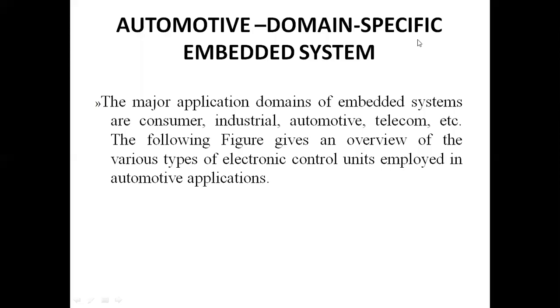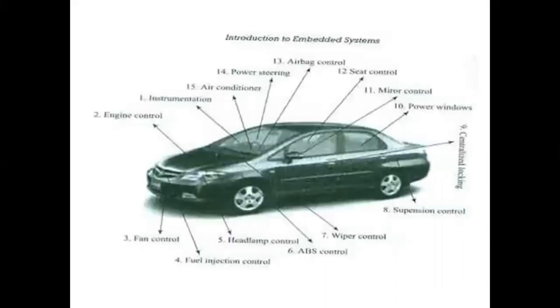So in the automotive domain specific embedded system, the major application domains of embedded systems are consumer, industrial, automotive, telecom, etc. The following figure gives us an overview of various types of electronic control units employed in automotive applications. So for example, there will be an engine control. If there is any problem in this engine control, it will be represented in the instrumentation part. There will be a light blinking near the driver seat, under the steering.